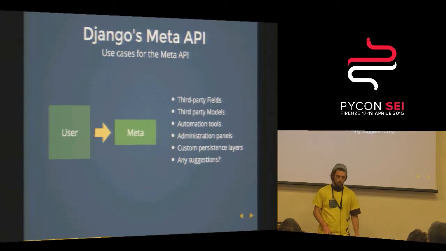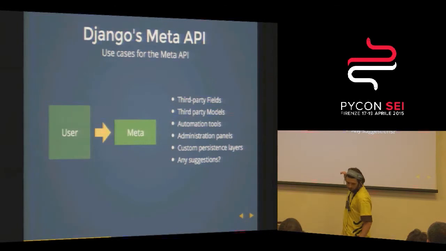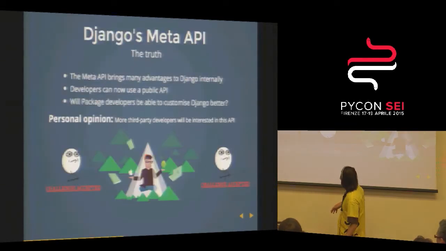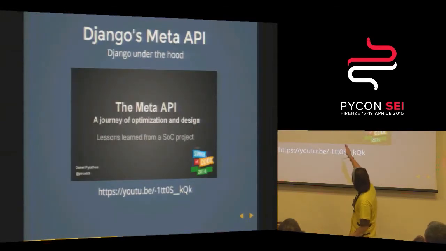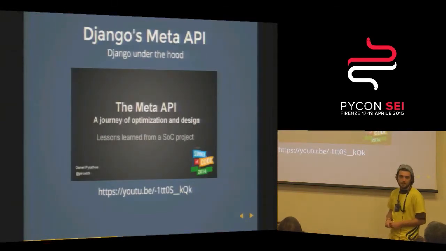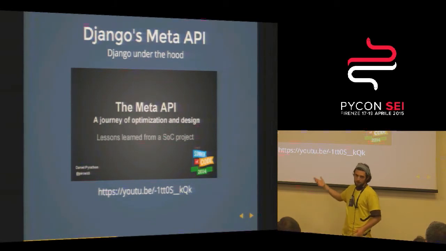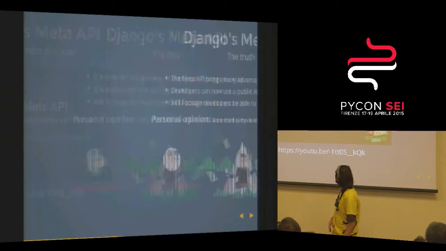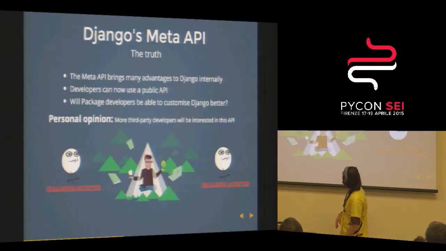So I'm not going to speak too much more about this. This is the Meta API, and if you want to know more, you're going to have lots of these components rediscussed inside my talk, which you will find here. The Meta API, a journey of optimization and design. This is a talk which I did in Amsterdam at the Django Under the Hood conference, and it tells you more about the internal implementations of the Meta API. But let's move to the truth.